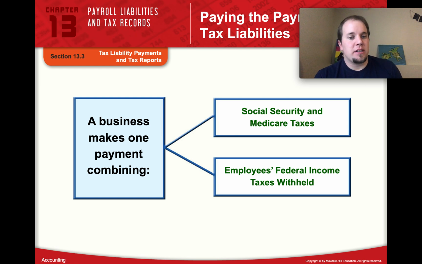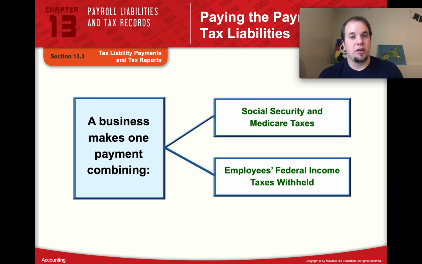So, a business makes one payment combining all the Social Security, all the Medicare, and all of the employee's federal income tax that has been withheld, and it is paid by the employer. Now, the size of the employer will determine when they pay this. If it's a small business, it's paid maybe once a month. If it's a large business, it could be twice a month. It could be every 2 months. It kind of just depends on the structure.